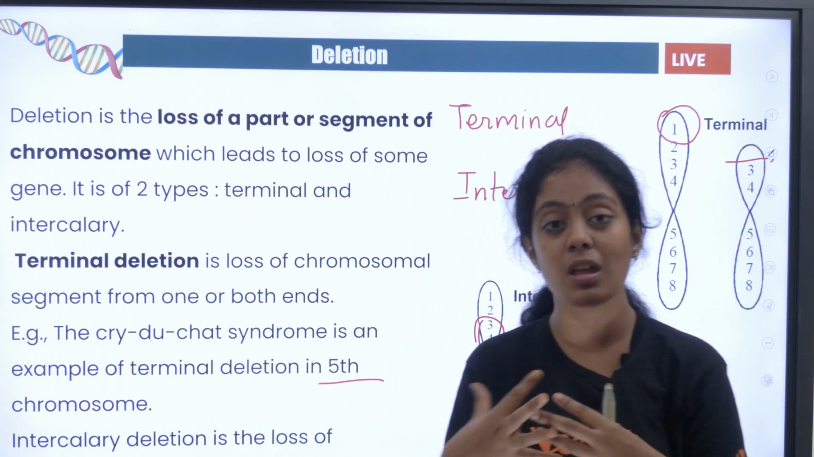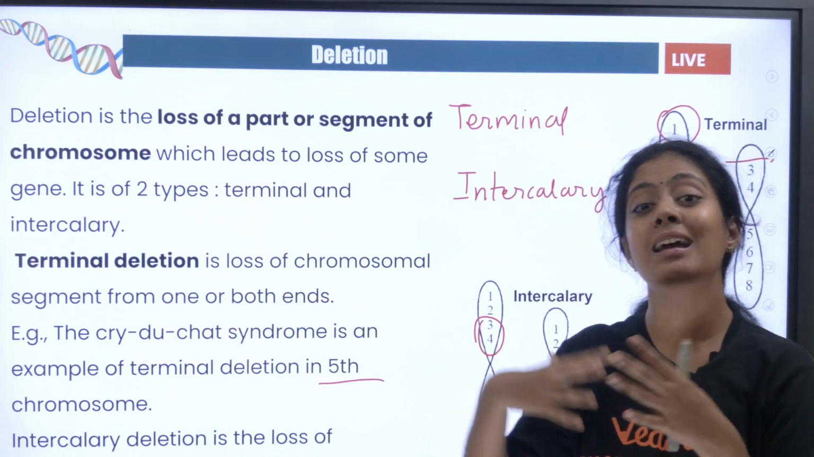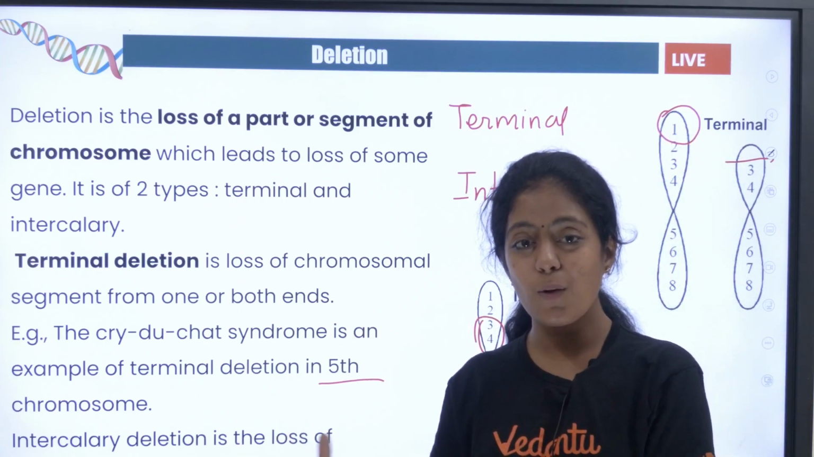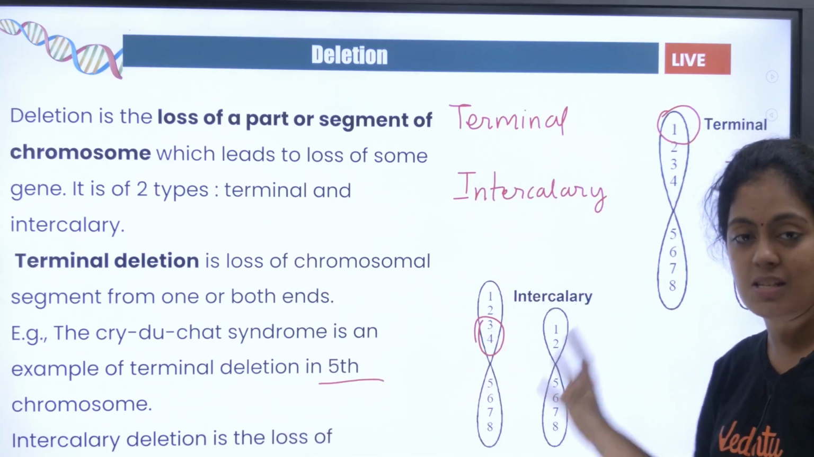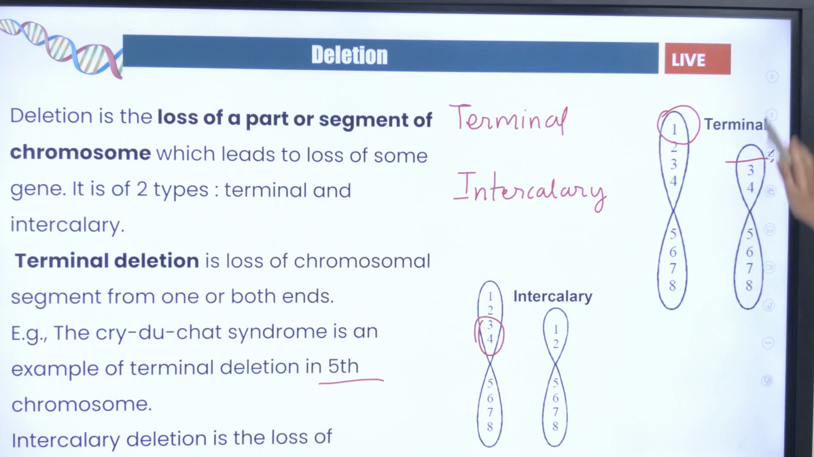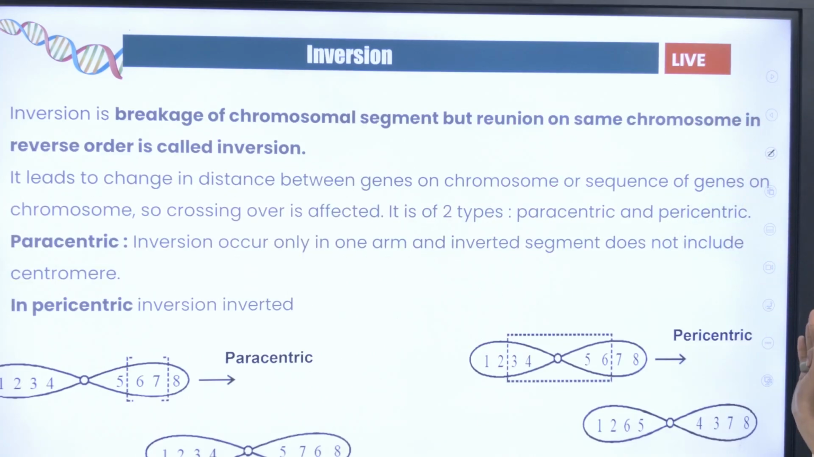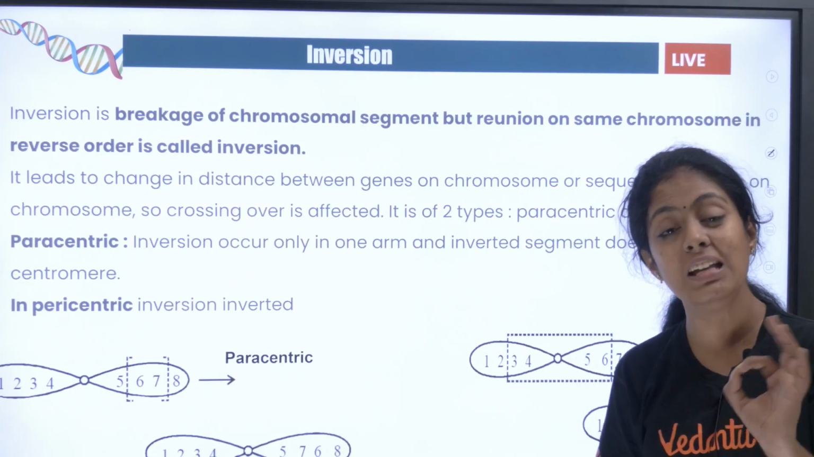So when it happens, that cry will be like a cat-like cry. That is why we call it cri-du-chat syndrome. Deletion has two types, terminal and intercalary. Next, I have inversion.